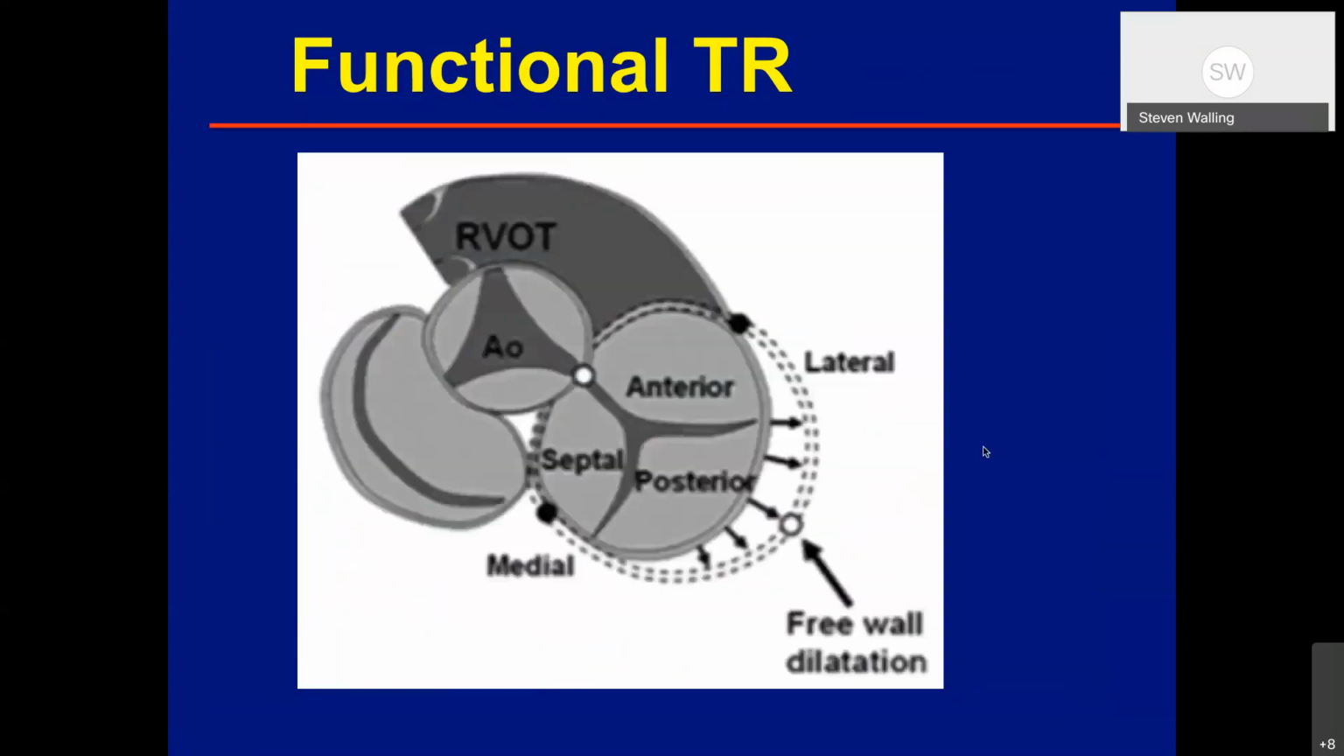And look at the structure. When we talk about three leaflets, there's septal, anterior, and posterior. Most of the time, the remodeling because of the annulus dilatation involves the anterior and the posterior leaflets. The septal is minimally affected because it's pretty much fixed to that area.